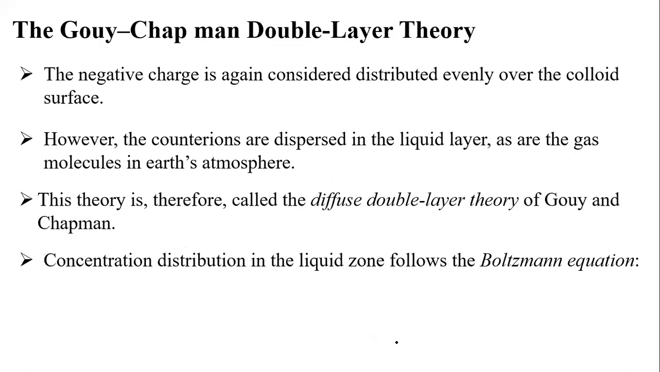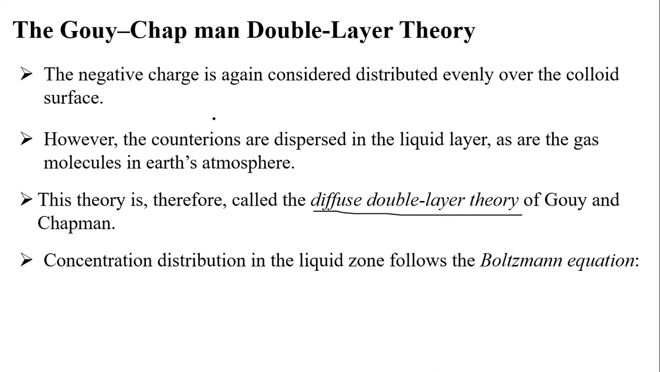Coming to the next one, the Gouy-Chapman double layer theory. This is also called the diffuse double layer theory, students. It is quite simple. It is similar to the Helmholtz double layer theory, but the difference is that in the second layer the counter ions are completely dispersed. In the Helmholtz double layer it is not like that; everything was fixed. But here the ions are completely dispersed in the liquid layer, like gas molecules in the atmosphere.